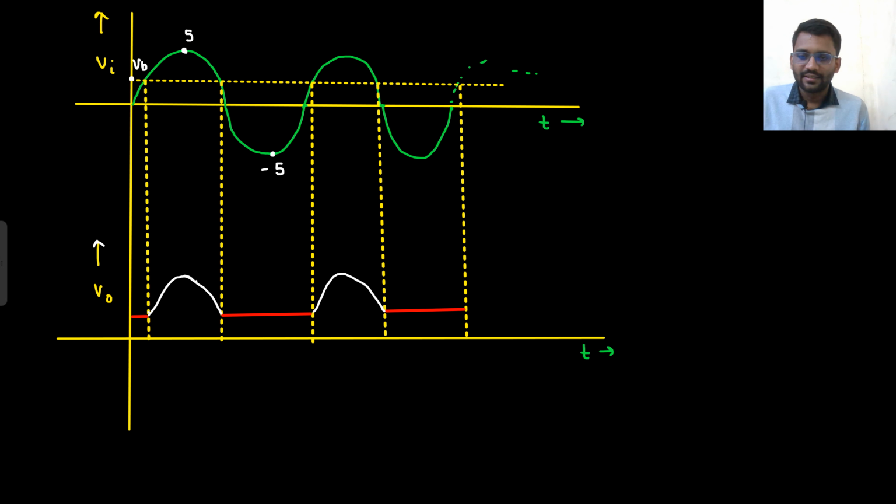So just erase it. Are you getting my point? This point will be 5 volt only. So it is still a negative clipper only, because the negative part is clipped off, but we have given a positive bias. The negative part is clipped off, but it is clipped off from a positive bias, from here, from VB. Well and good. Okay, this is VB.